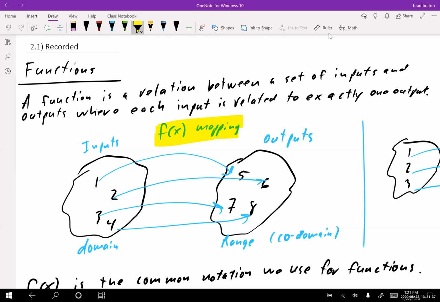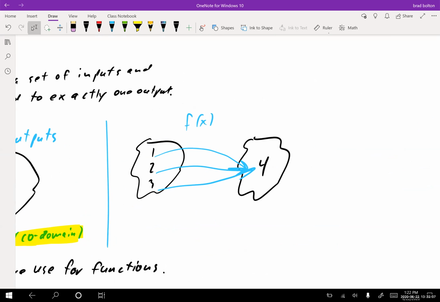Sometimes it'll be referred to as a mapping. F of x takes something from the input and maps it to something from the output. And what makes this relationship functional is that every single input has exactly one output that it goes to. So there's no choice, okay? We will often refer to the inputs as the domain, and the outputs as the range. I've even seen it called codomain in higher levels of math, but I'll try to stick to range for this class.